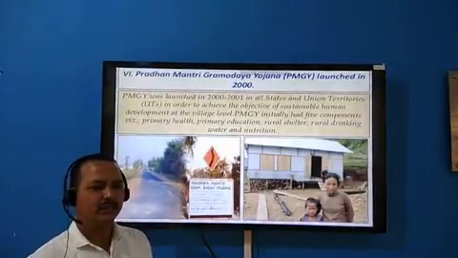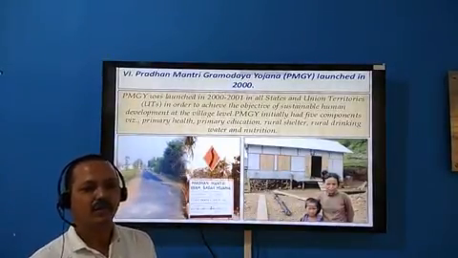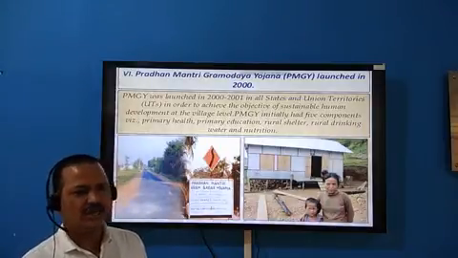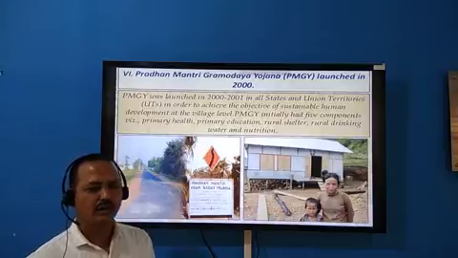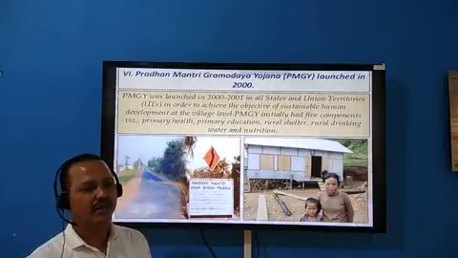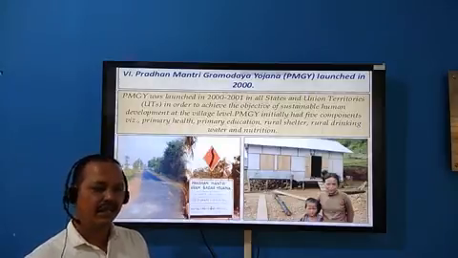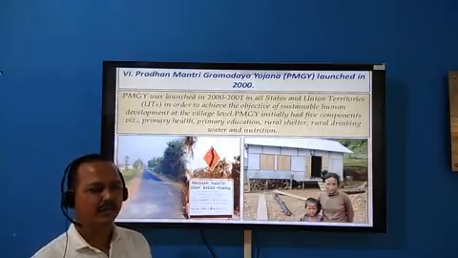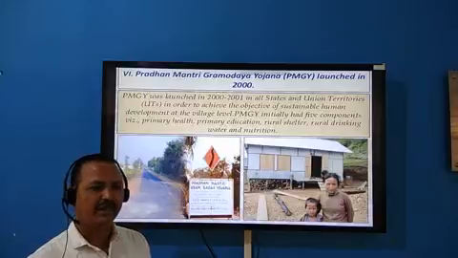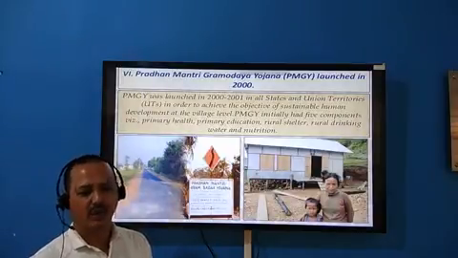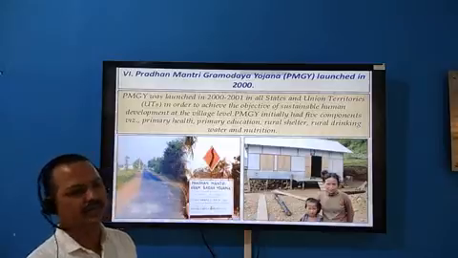Next one is Prime Minister Gramodaya Yojana. PMGY was launched in 2000-2001 in all states and union territories in order to achieve certain objectives like primary health, primary education, rural shelter, rural drinking water, and nutrition.